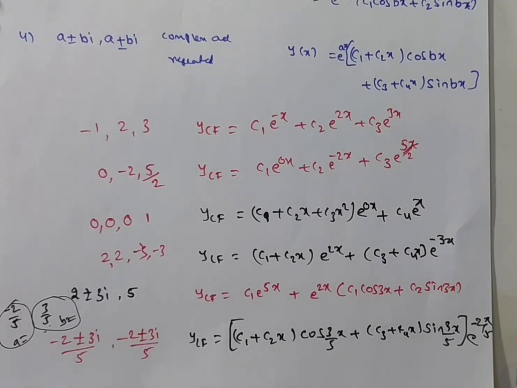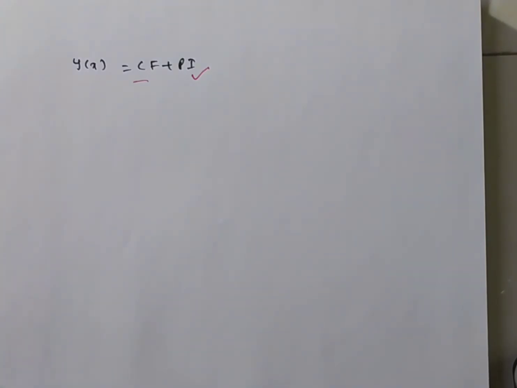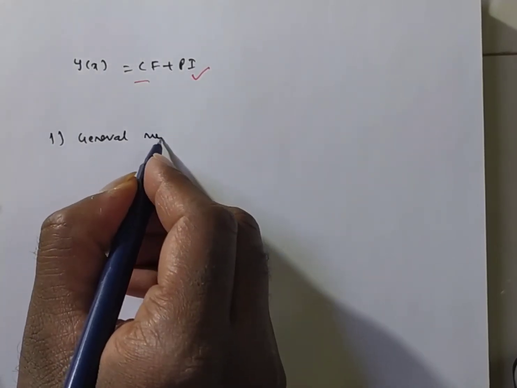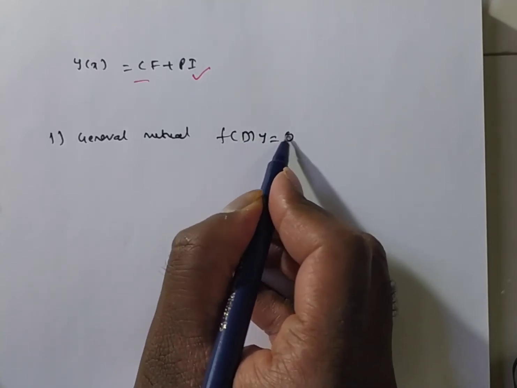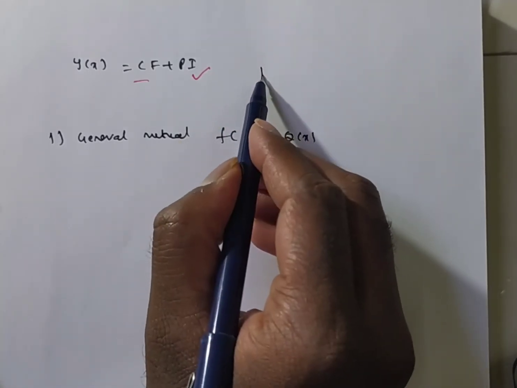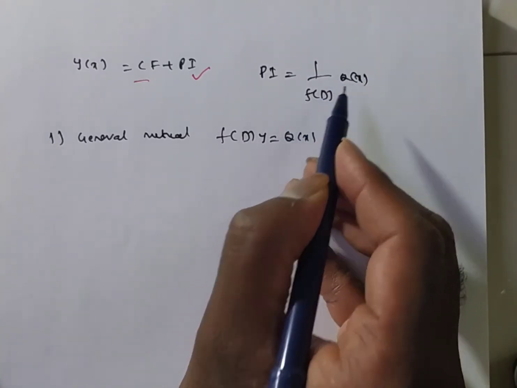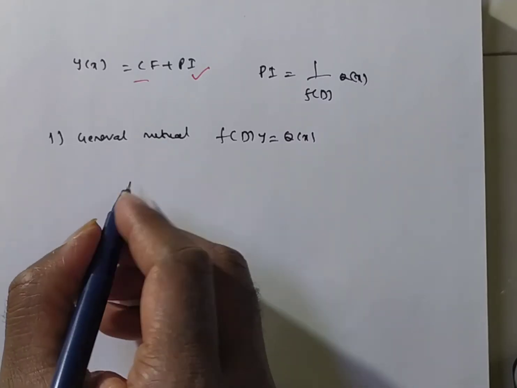Right. Next we will discuss the particular integral. Now we have completed the complementary function, so we are discussing the particular integral. Friends, to find the particular integral, we have different types. First one is the general method. In the general method, suppose f of d into y is equal to q of x. Generally, the particular integral is denoted as 1 by f of d into q of x. So this f of d we have to write in linear factors, and we need to use this formula.